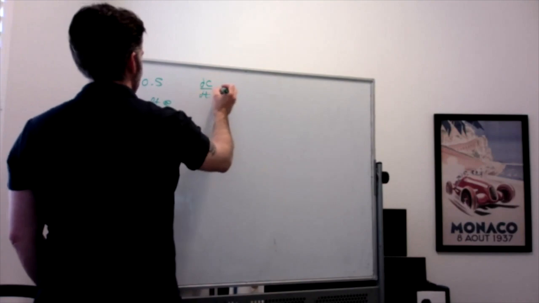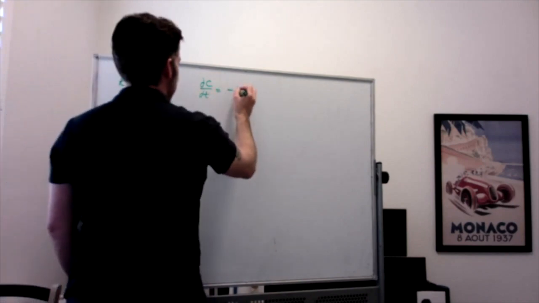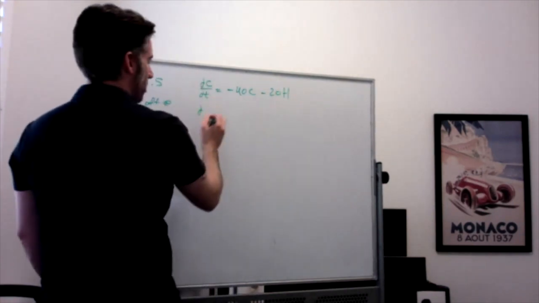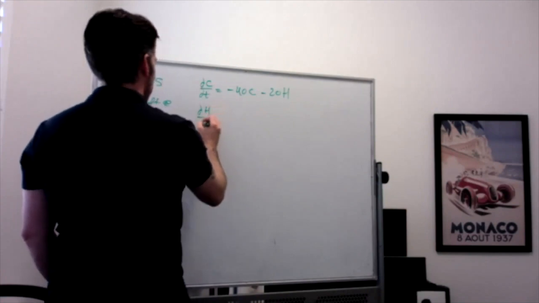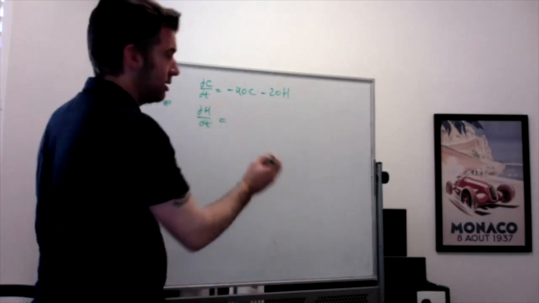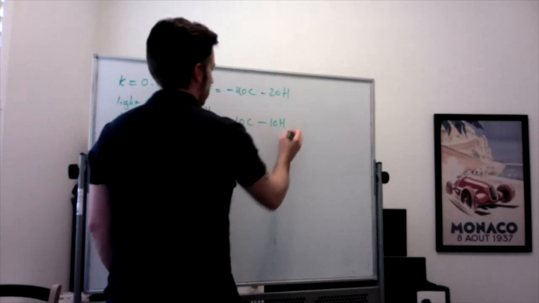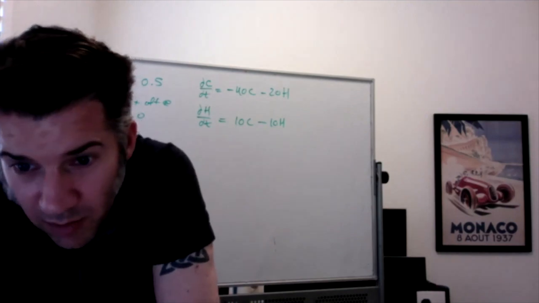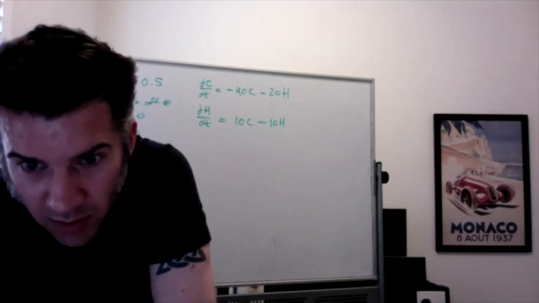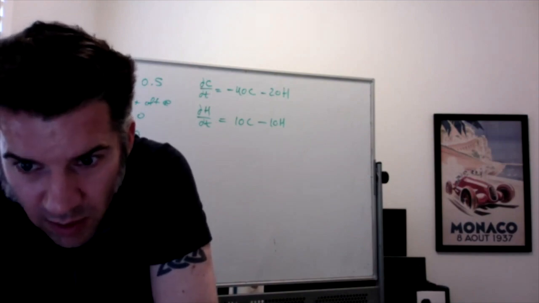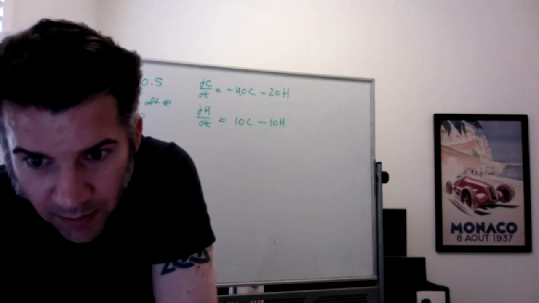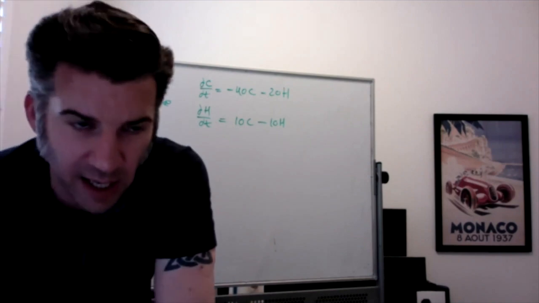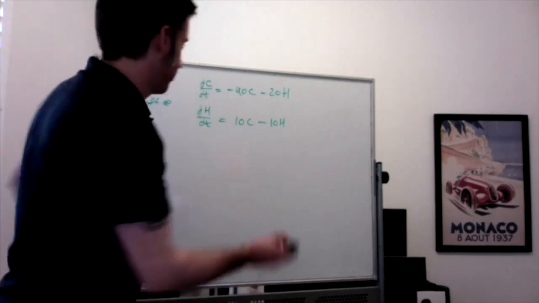dC/dt equals negative 40C minus 20H, dH/dt is equal to 10C minus 10H. I don't really know what C and H are. So C stands for the cones, H is the horizontal cell interactions. Okay. So for part A, which we're not going to do, they ask you to find the steady state. Clearly the steady state is 0, 0.